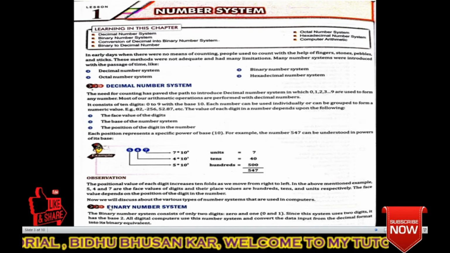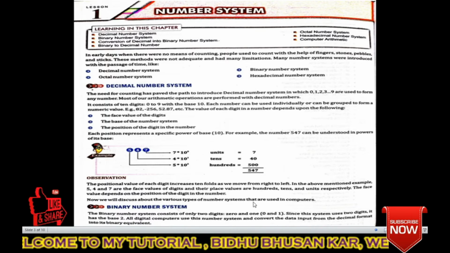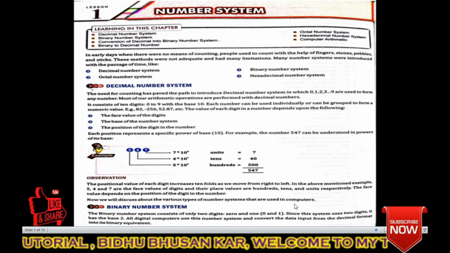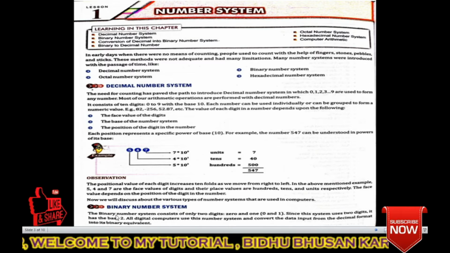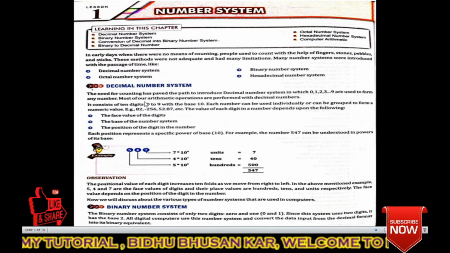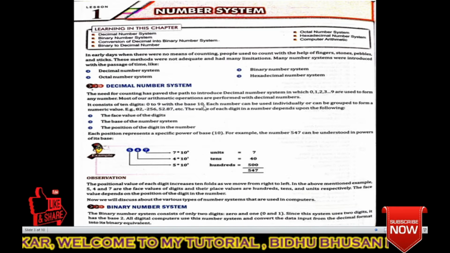Okay, now we will discuss the various types of number systems that are used in computers. Let's read one by one. First is the binary number system. We have already discussed the decimal number system. Remember these things. The decimal number system base is 10.